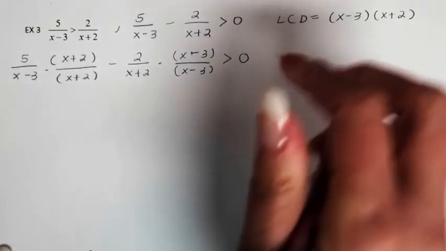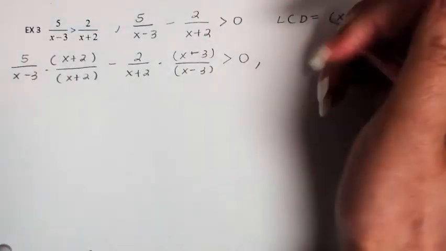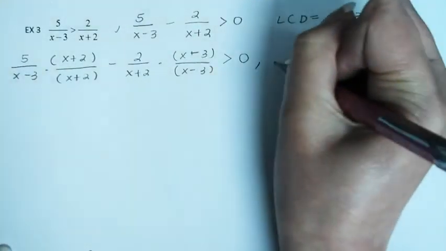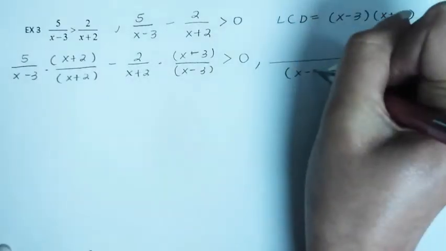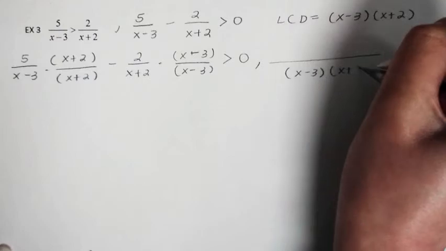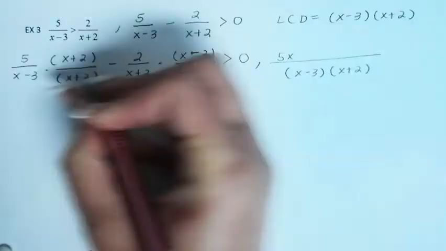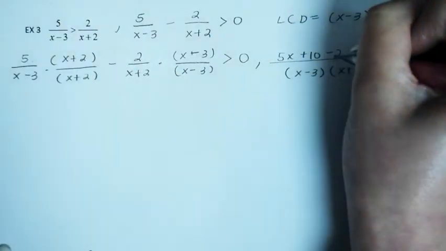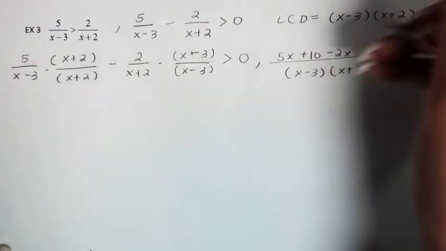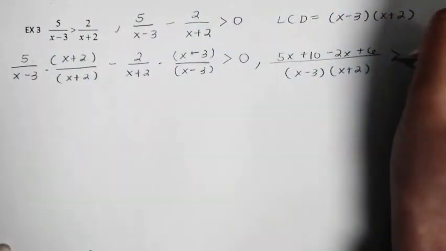So when you do this, I'm going to distribute this 5 here and here. First and foremost, you recognize that finally we have common denominator, which is this one. So you have that that's going to be 5x, and then 5 times 2 is going to be 10. Then you have negative 2 times x is going to be negative 2x, and negative 2 times negative 3, that's a negative, remember, it's a plus 6, and it's greater than 0.